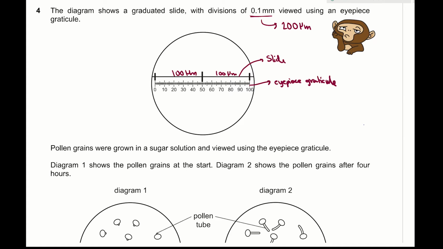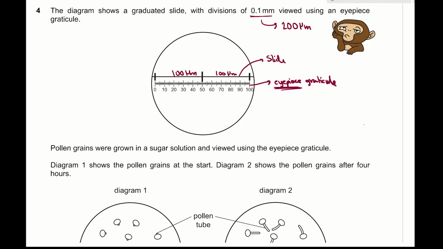Now we are trying to find the length of one division of the eyepiece graticule. To do this, as we can see, that per 100 divisions on the eyepiece graticule, there are 200 micrometers.